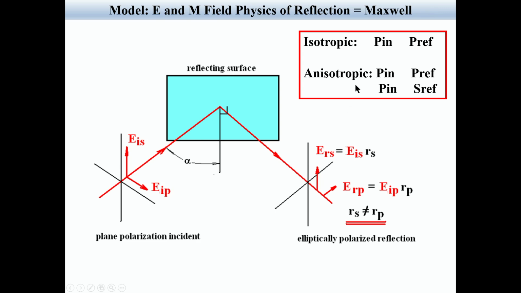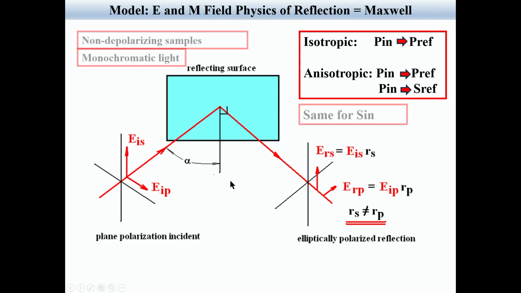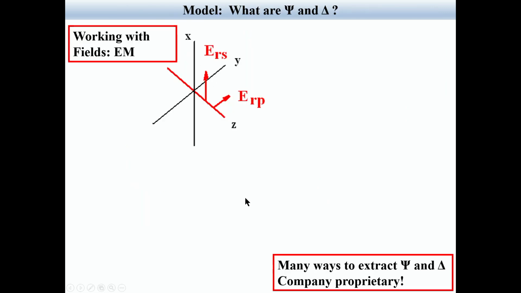electric field will only contribute to the P component of the reflected. On the other hand, in anisotropic, the P component can stimulate some S component, and vice versa for the incoming S. Okay, that's just a harder problem. No big deal, but to get started here, we're not going to talk about that.